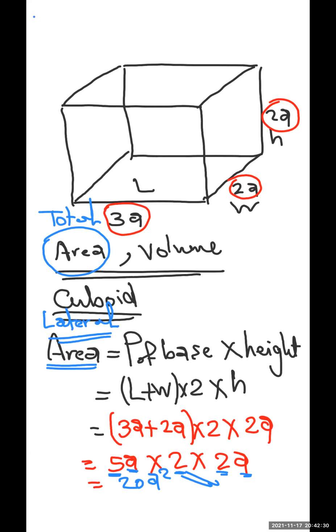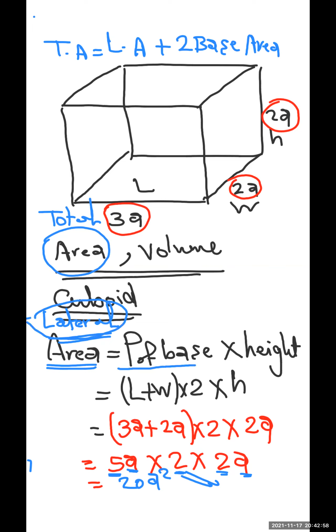Then what about the total area? The main rule: total area equals lateral area plus 2 base area. Okay, so that was the lateral area. We got first the lateral area. It's the perimeter of the base times the height.